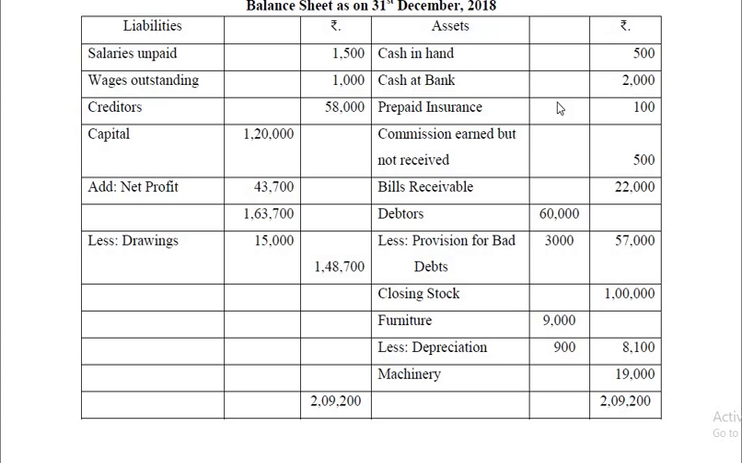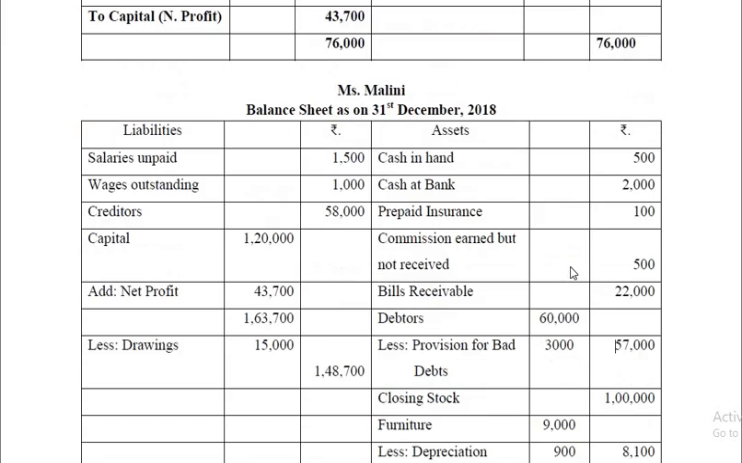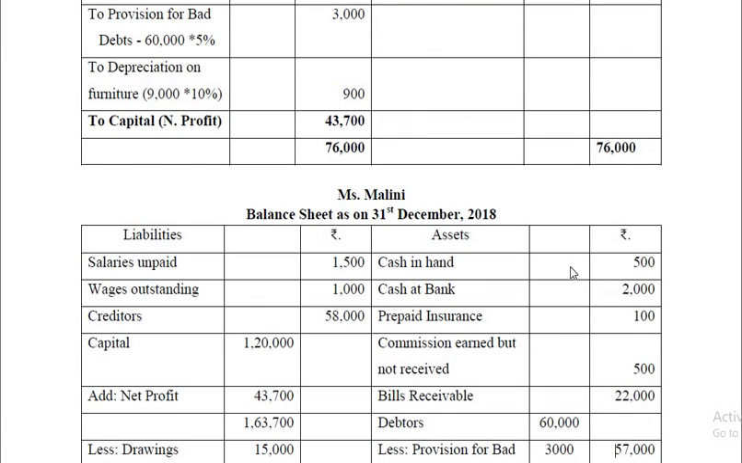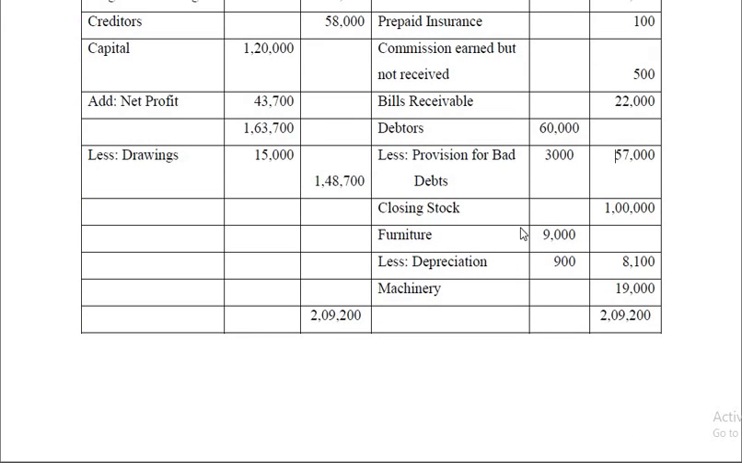cash at bank 2,000, prepaid insurance 100, commission earned but not received 500, bills receivable 22,000. Debtors, I told you, provision for bad debts given in the adjustment should be deducted. So 3,000 is deducted. As a result, the value is 57,000. Okay, yes. And then, yes, closing stock 1,000.